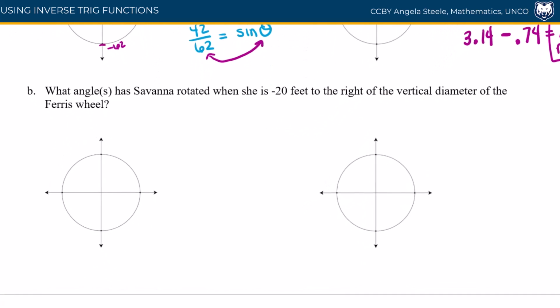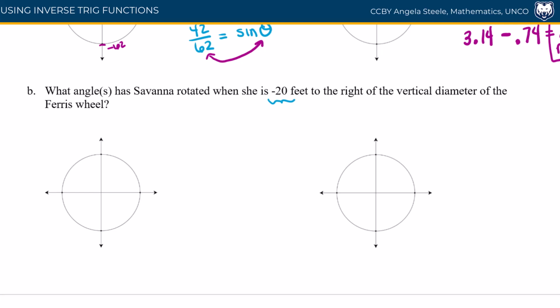Okay, let's go ahead and take a look at another problem. What angles has Savannah rotated when she is negative 20 feet to the right of the vertical diameter? Okay, so I know that language is a little funky, but the big idea is we needed to have that negative written in there so that way we include the negative in our equation.